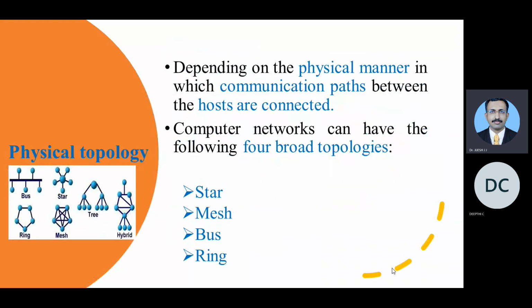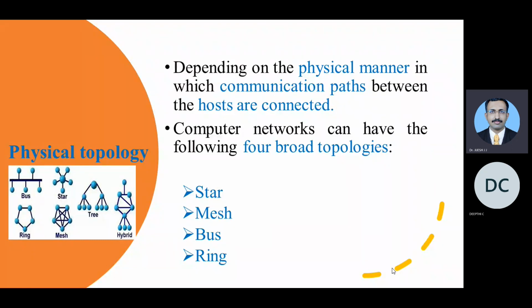Along with that, we have also seen the physical topology. What are the four different classifications of physical topology? Star, mesh, bus, as well as ring topology. So we have discussed two in the previous class. Now, we will be discussing another two.